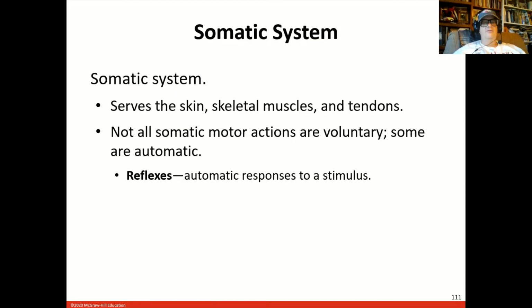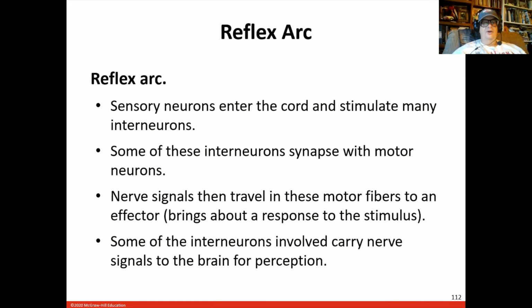Moving on. So the somatic system, this is nervous control for the skin, the skeletal muscles, tendons. You might say, tendons, what's with that? Stretch receptors. Not all somatic actions are voluntary. Some are automatic, but most are voluntary. We do have reflex arcs. We're going to talk about reflex arcs.